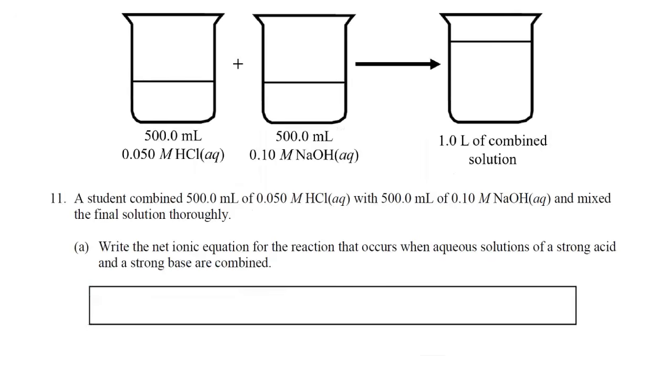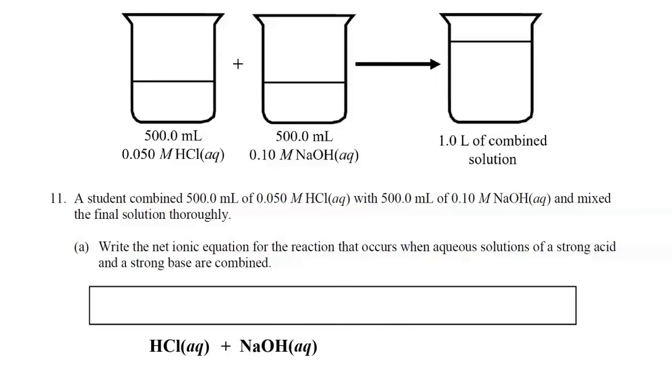This is question 11. It says a student combined 500 milliliters of 0.050 molar hydrochloric acid with 500 milliliters of 0.10 molar sodium hydroxide and mixed the final solution thoroughly. Part A, write the net ionic equation for the reaction that occurs when aqueous solutions of a strong acid and a strong base are combined. So in this example, the strong acid is hydrochloric acid, HCl. The strong base is sodium hydroxide, NaOH.